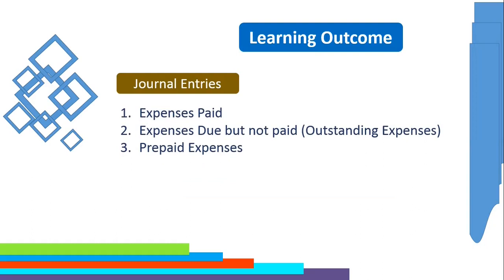Transactions regarding expenses can be in the form of expenses paid, expenses due but not paid, that is outstanding expenses, and expenses paid in advance, also called prepaid expenses. Treatment in the journal for these are different from one another. Let us discover how each one is dealt with in a journal.